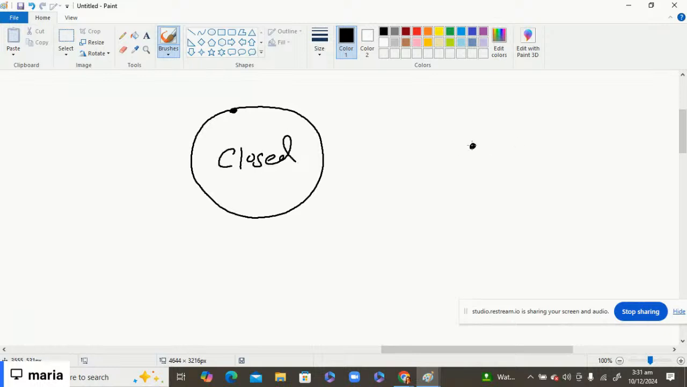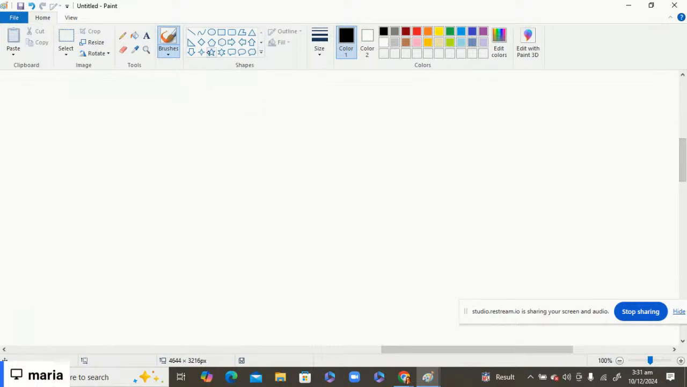But if we start at this point and make a circle and then end at here, at this point, so this is an open shape. That's it. Look at here. It's not closed. Understand the thing? Like, for example, draw some different shapes, the triangle.